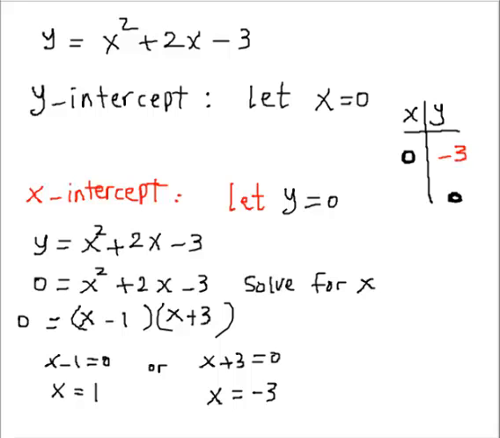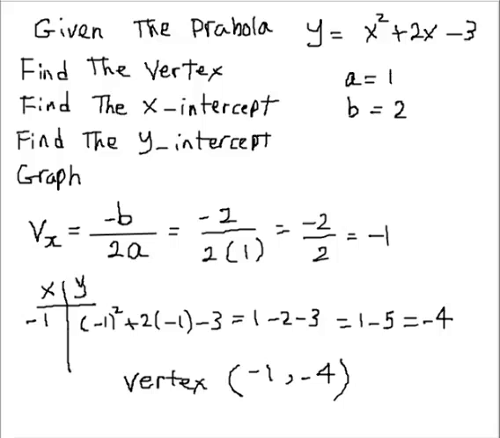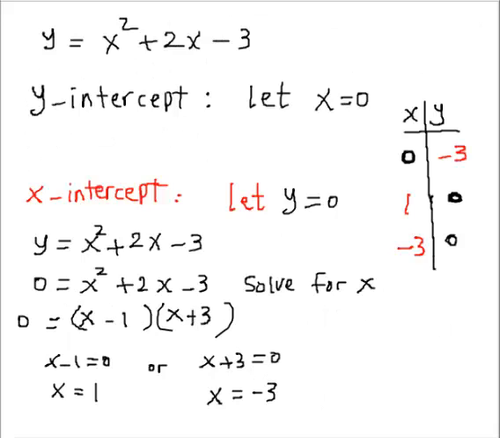So we get 2 points here for X-intercept. If Y is equal to 0, X is equal to 1. Also X is equal to minus 3. So we find 3 points already. We find Y-intercept, X-intercept, and we also have a vertex too from last part, -1 and -4. To graph this, we can locate all these points. Let's do that.